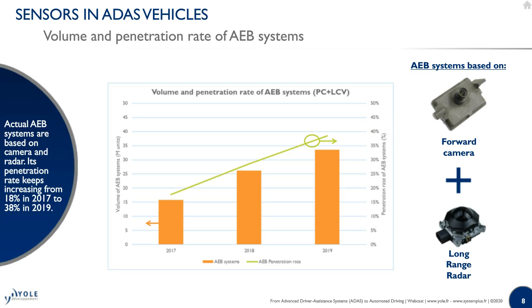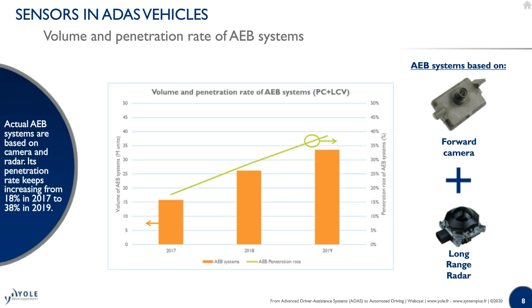But this AEB system can be improved because these systems have some difficulty in low light conditions, and adding some sensors like LiDAR or thermal camera could improve the performance in such conditions. But this will require more sensors and therefore more computing.